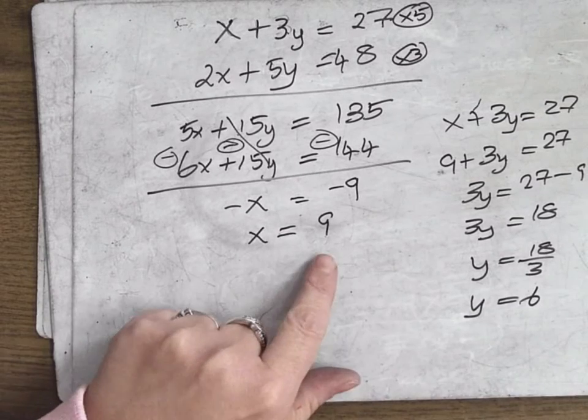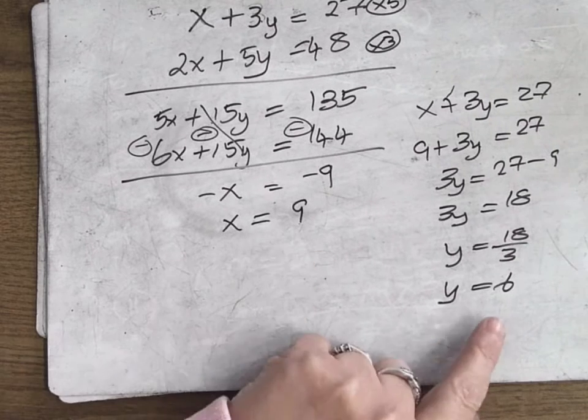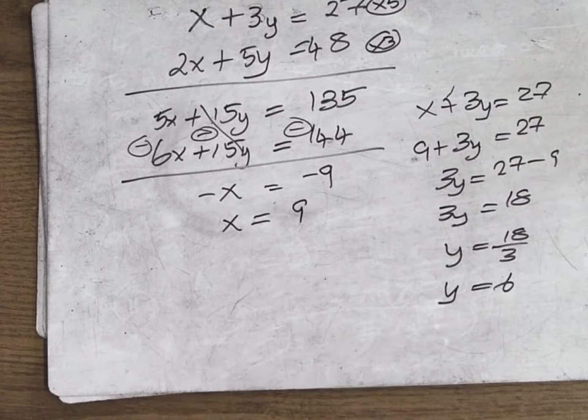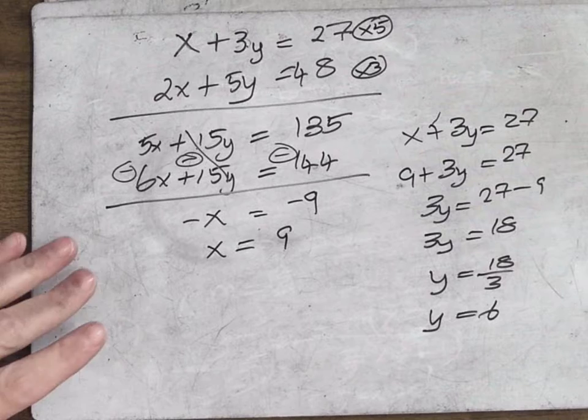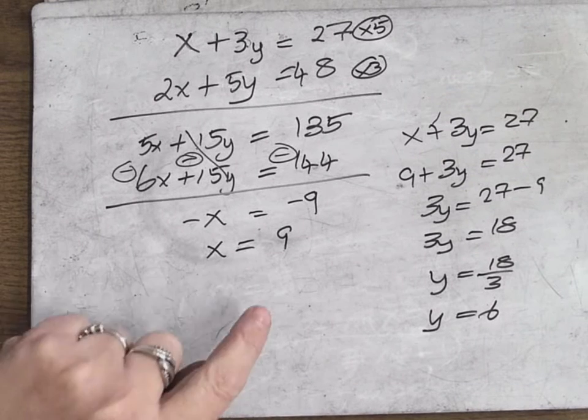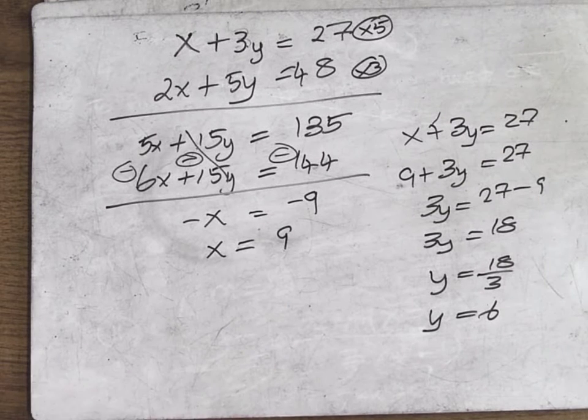So basically it costs €9 for an adult to go to the cinema and €6 for a child to go to the cinema. This is obviously a good few years ago. That's very cheap. Right? Okay? Are we okay?